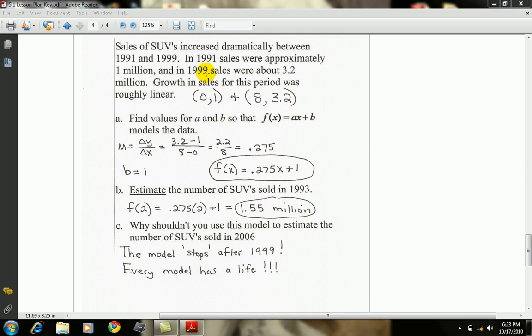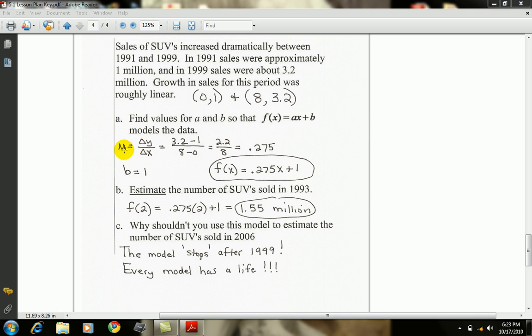In 1999, how many years is that away from 91? Obviously 8. That's why the first entry in the ordered pair is 8. Sales were 3.2 million. We've agreed to leave off the million, so we have 3.2. So the ordered pair is 8, 3.2.